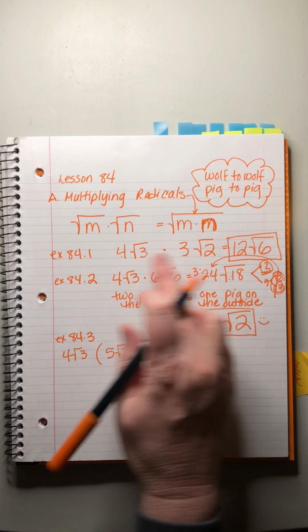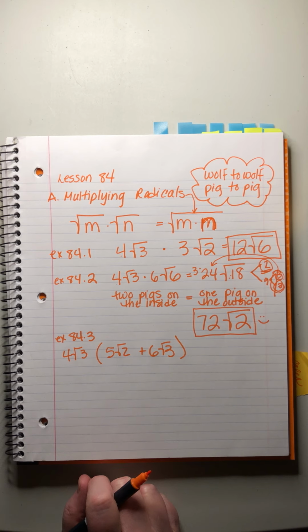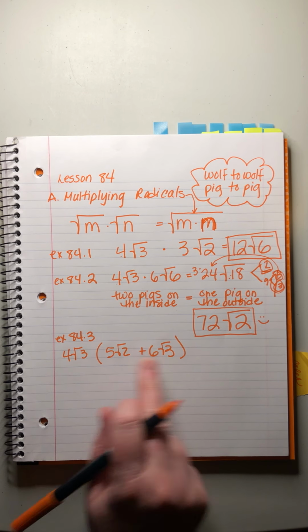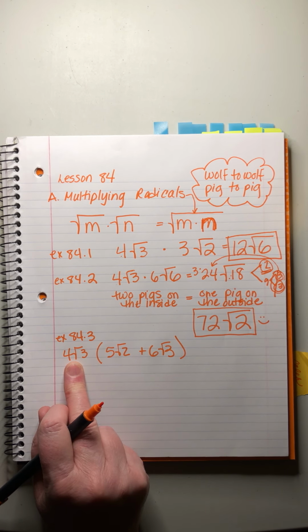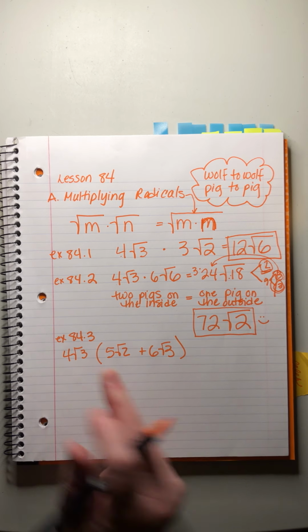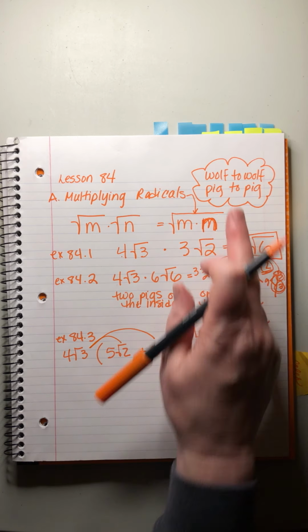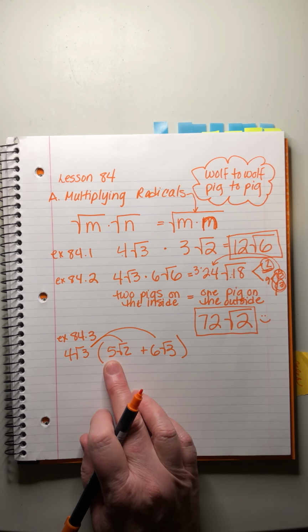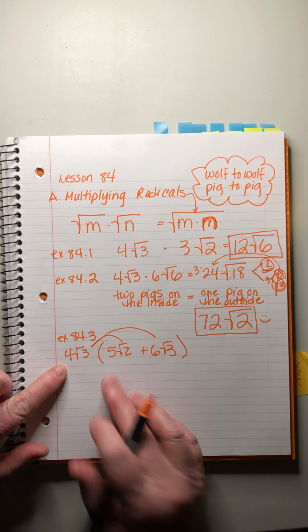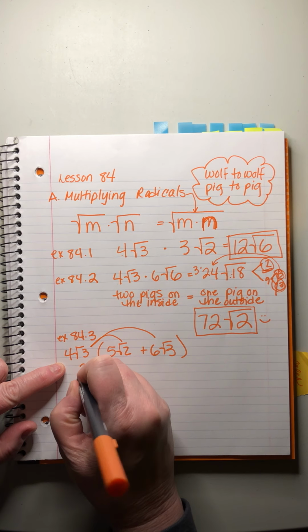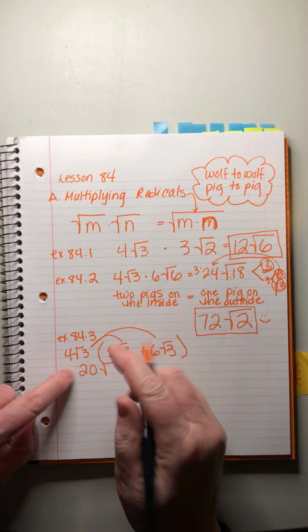Okay, instead of just having 2 little bitty radicals, we're now doing a binomial of radicals and then multiplying it by another one on the outside. Okay, that's distribution. We can handle it. Easy. So we follow our rule, wolf to wolf, pig to pig. So this would be 20 times the square root of 6.